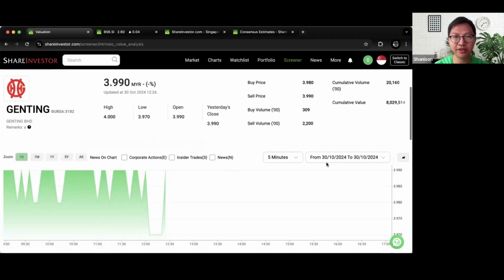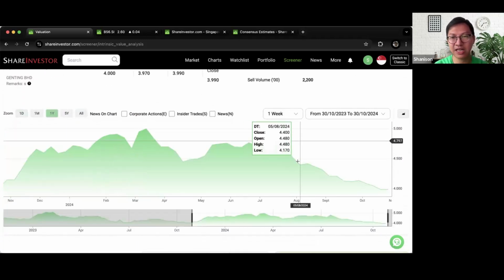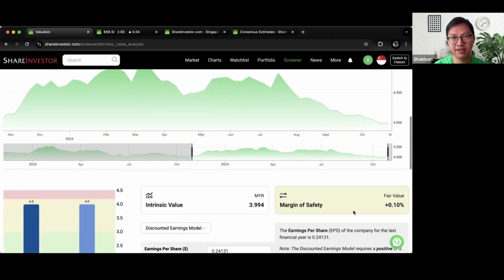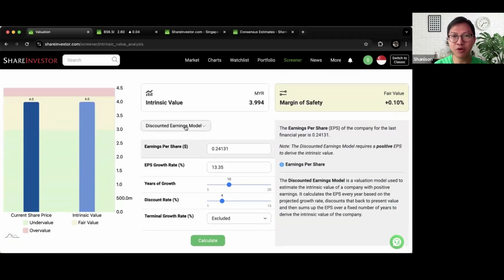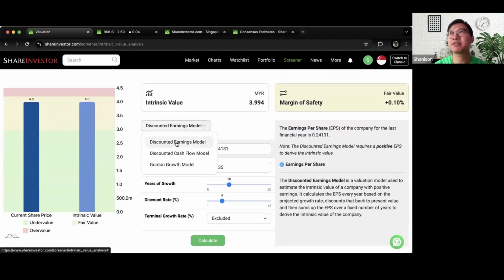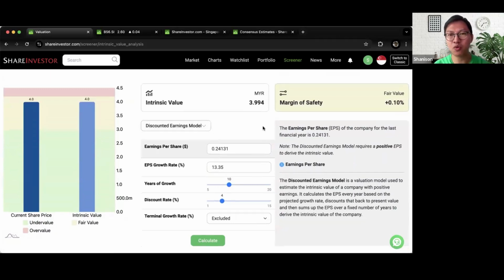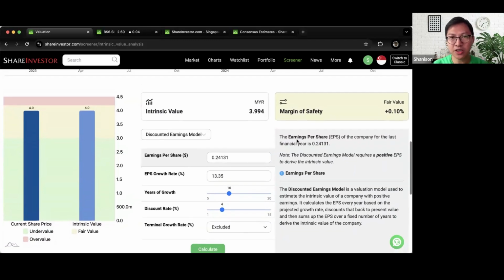So you can check out the current price first, based on the current price trends. So you get a top view of the counter's performance first. Then you can choose the models: discounted earnings model, discounted cash flow model, and Gordon growth model. So I'll just use one example, for example, the discounted earnings model over here, right? Once you populate here, we'll populate some data for you, like earnings per share. If you click on that, it will share with you that, based on the last financial result, this is the earnings per share for Genting.